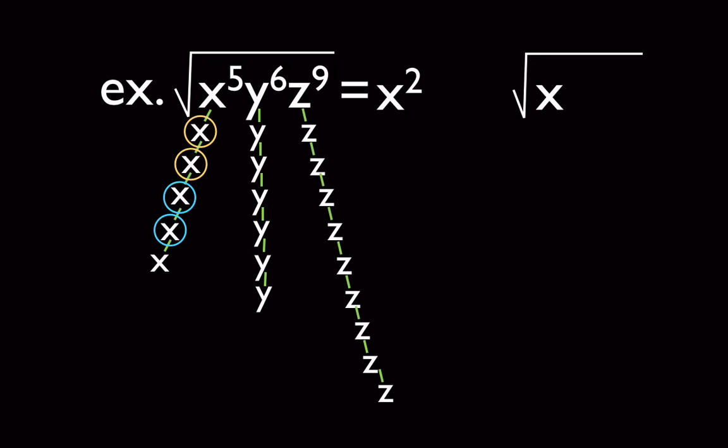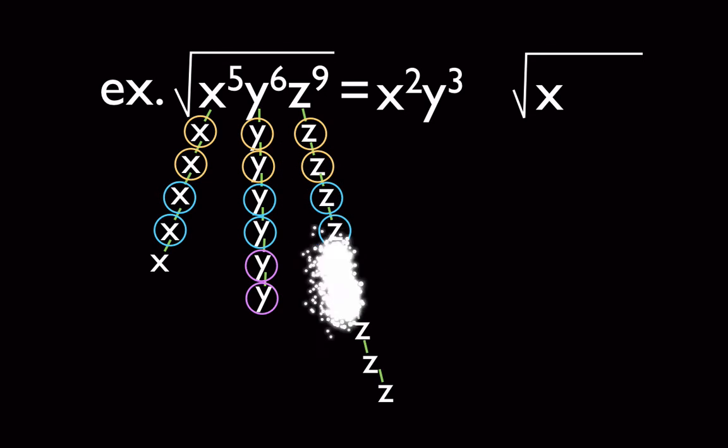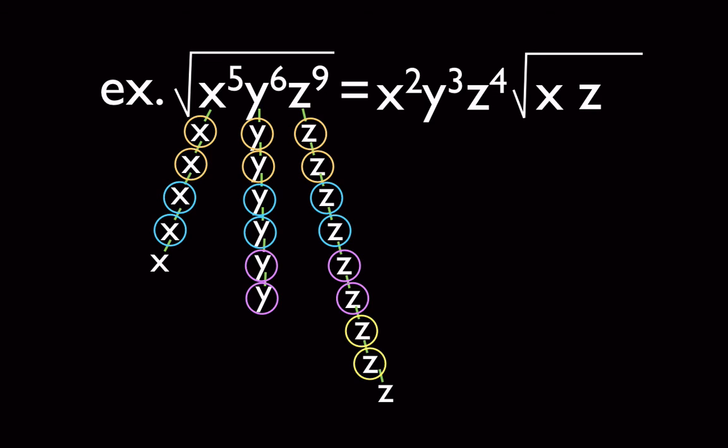You also notice that we have to do the same thing for y's. One set of y's, a second set of y's, a third set of y's. Because I have three sets, it's like y times y times y on the outside, which is y to the third. For the z's, we have the same process. One set, a second set, a third set, and a fourth set in this case. So that ends up being z to the 4th with that one leftover z on the inside.